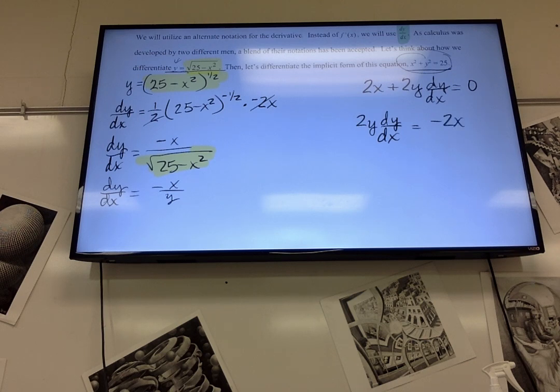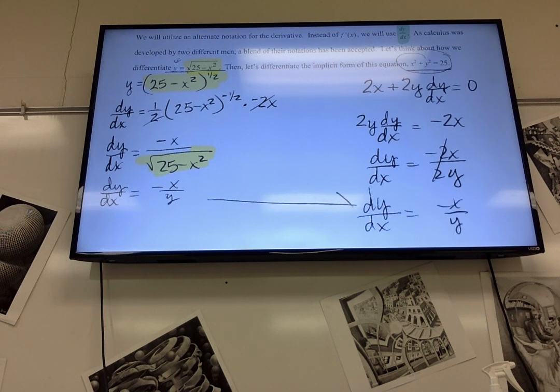Then what? Divide by what? 2y, right? 2y. So the 2's will cancel, and you get dy dx equals negative x over y. Notice you got the exact same thing. How? Because they are the exact same equation, just one was implicitly defined and the other one was explicitly defined.